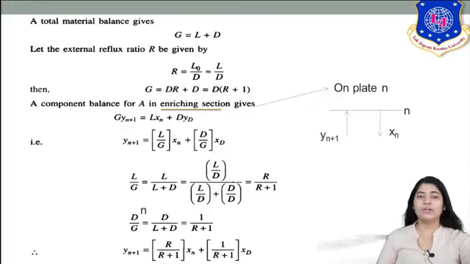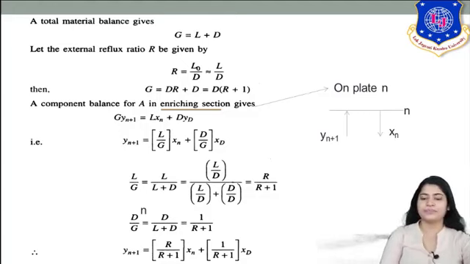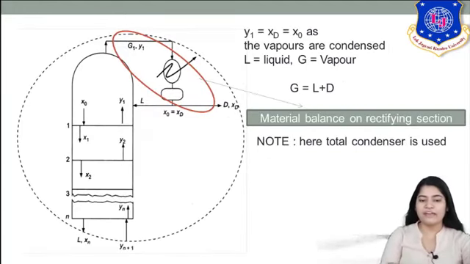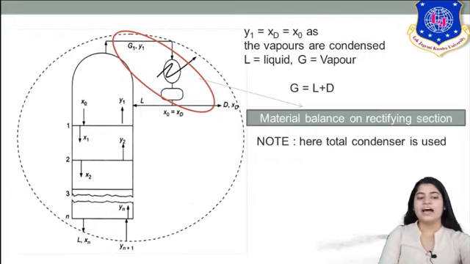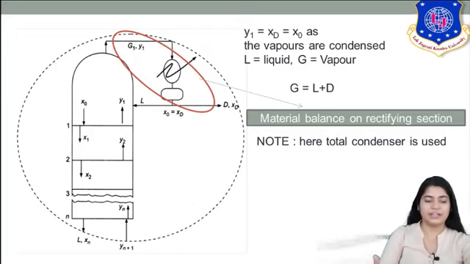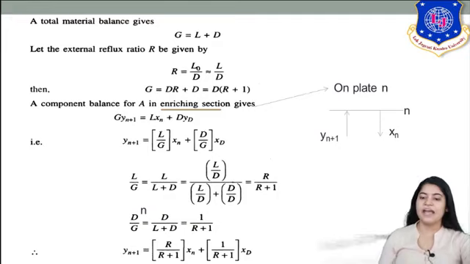Now talking about component A balance in the enriching section. Again, what is your enriching section? The whole envelope, the dotted circle, is your enriching section. So material balance of A on that enriching section. Here you can see the last part is the nth plate, so we are doing it on the nth plate. What is entering? Yn plus 1 is the mole fraction which is entering. What is getting out? Liquid with mole fraction Xn. So on plate N, entering is vapor with mole fraction Yn plus 1, and the liquid which is going down is of composition Xn.